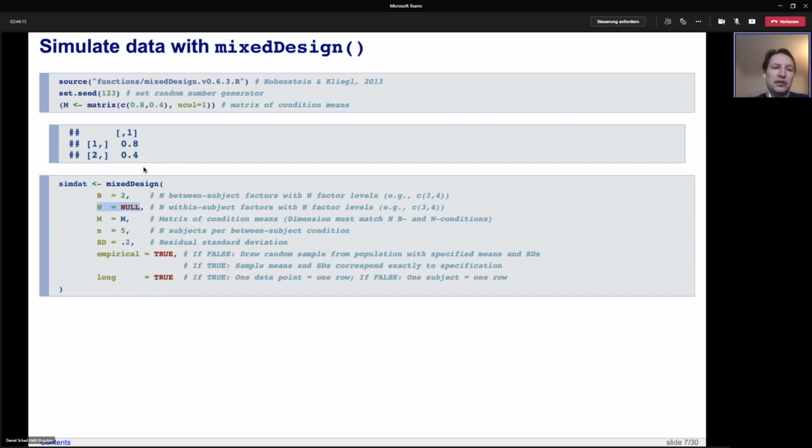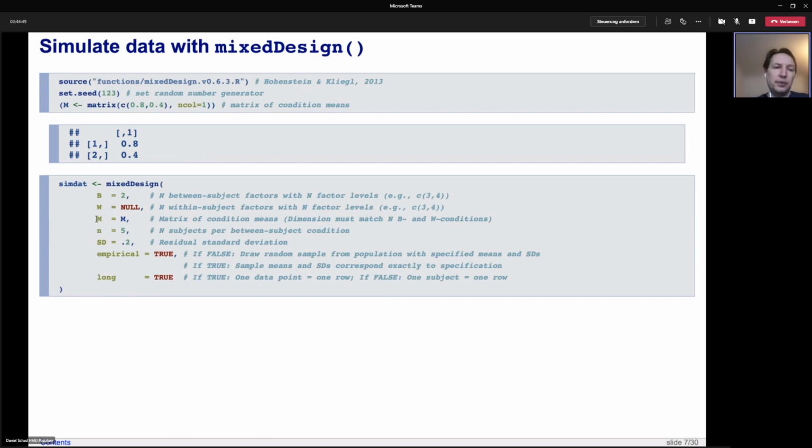If you don't want to have within subject factors, we specify this as null because we don't have any within subject factors, but you can specify it just the same way. If you have two within subject factors, one with 3 levels and one with 4 levels, you should just specify it as this vector of numbers. And then if you have within subject factors, you need to have different columns in this row. So every condition in the between subject design has to have one column in this vector.